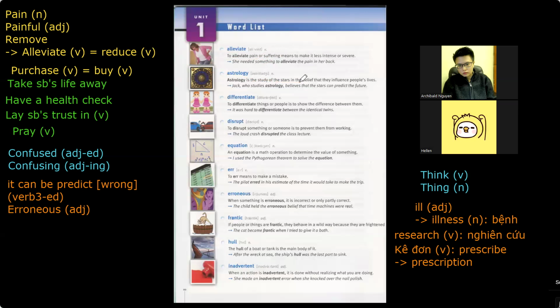Alleviation needs a real prescription. But what kind of alleviation is that? Pain alleviation, please. All right.